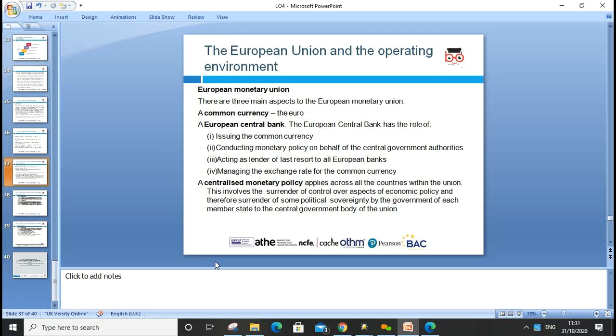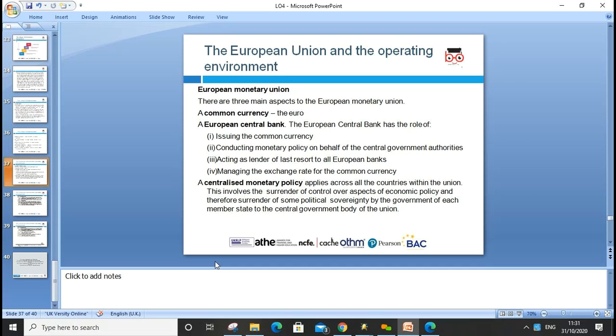Okay, then the European Union and the operating environment: European monetary union. There are three main aspects. The common currency, which is the euro. The European Central Bank has the role of issuing the common currency, conducting monetary policy on behalf of the central authorities, and acting as a lender of last resort, like a few years back, or last year, in Cyprus, during the economic slowdown, when the European Union injected a lot of money. So centralized monetary policy applies across all the countries within.